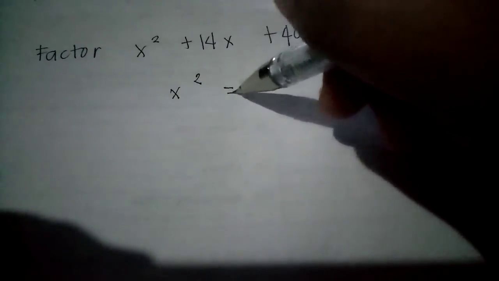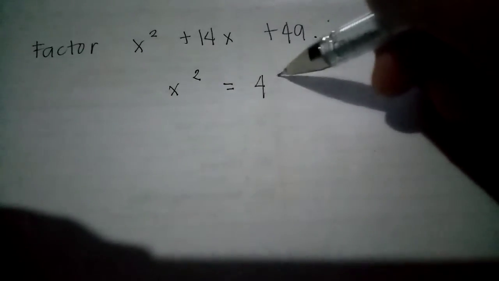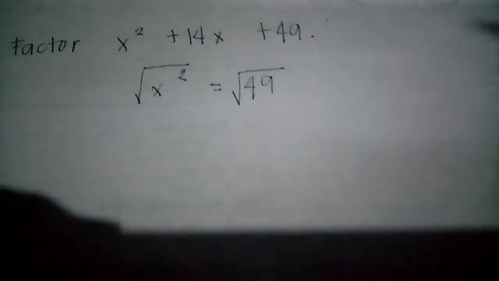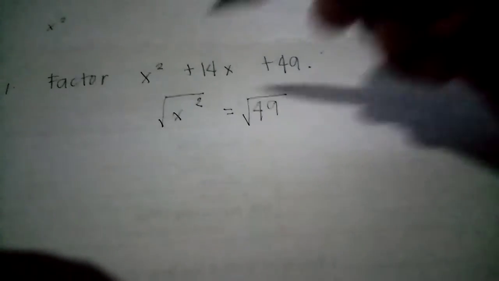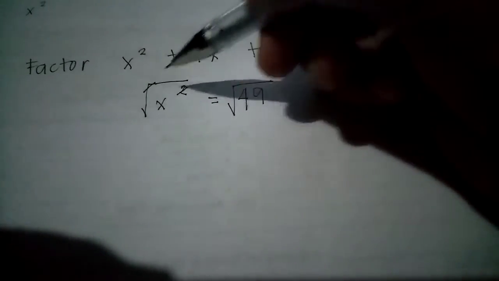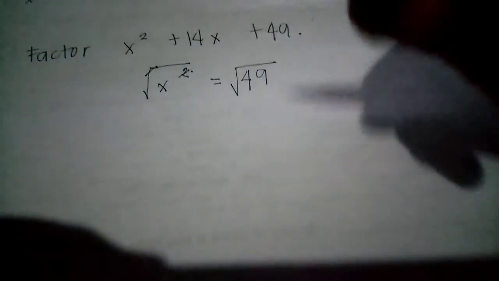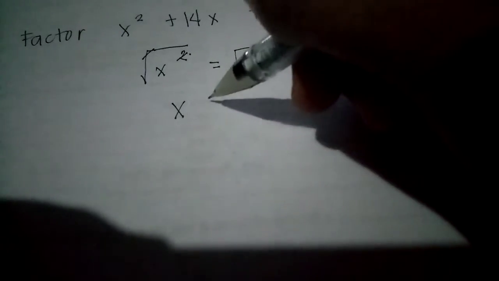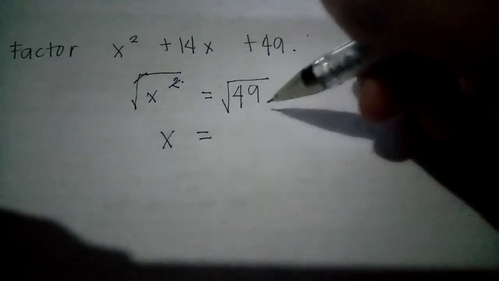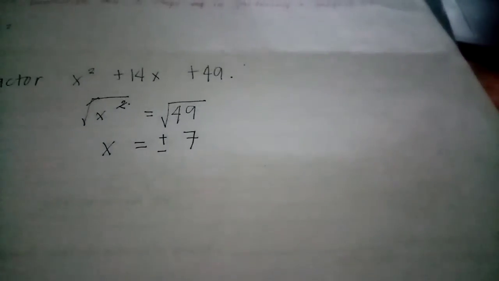then we will put an equal. So 49, to get the square root, put both sides as square root, then cancel this squared and cancel this square root because square root is equal to squared. Now get the values of x, or get the x, then find the square root of 49. The square root of 49 is positive and negative 7. Now, we have the first step.